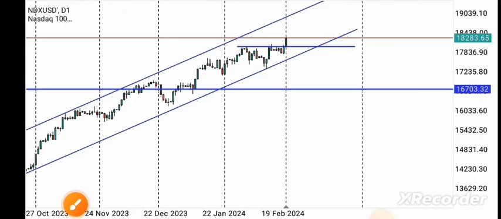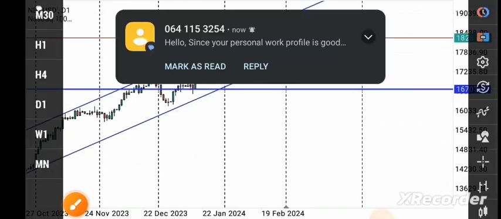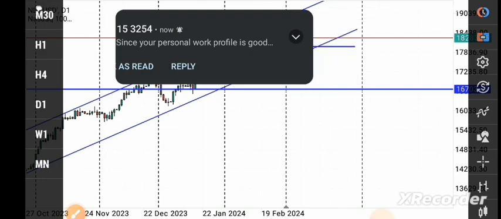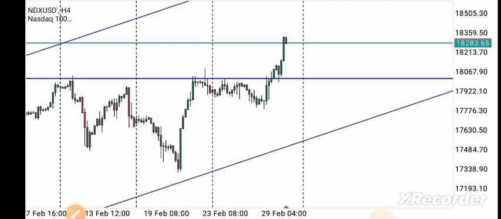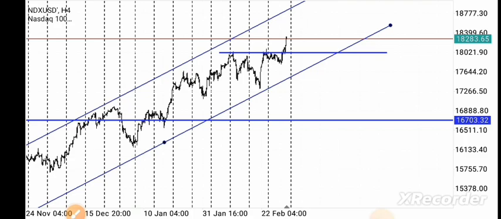Anyway, from here I'm just going to head down to the H4 chart, and let's have a look in terms of what's happening on the H4 chart, right? And let's have a look.